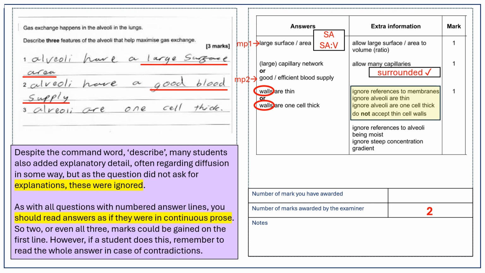The other point to mention is that we are reading this answer as continuous prose. So even though we have been given those numbered answer lines, read it as a whole piece of text. The student could get 2 of their marking points in one of their answer lines, for example. Take any notes you feel you need from this slide, and then we will look at our last example for this question.